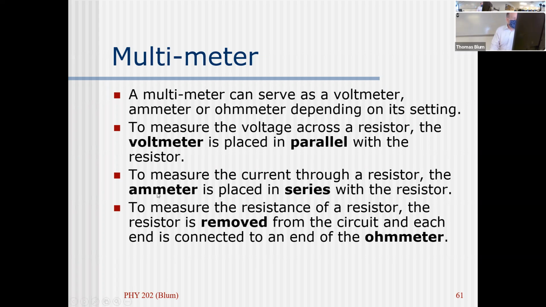If you want to measure a current, you would set up your multimeter as an ammeter, and ammeters get put in series. Things in series see the same current, so you want the meter to see the same current as the resistor, so you put it in series. And you don't want to affect that current, so you try to make the resistance of an ammeter very small. So when you pull out an ammeter, you'll see a little reading on there about what the resistance of the ammeter is, and it's supposed to be quite small.